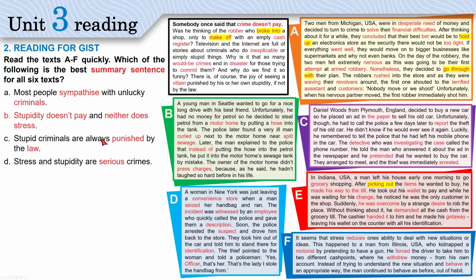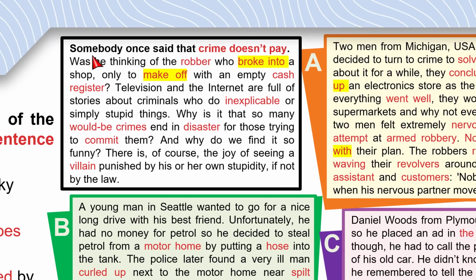Stupid criminals are always punished by the law. Punished, they suffer because they've done something bad. By the law, the system the government uses in a country. Stress and stupidity are serious crimes, very bad crimes. Now, read the introduction. Somebody once said that crime doesn't pay, crime will not do you any good. Was he thinking of the robber, the one who said this, crime doesn't pay? Was he thinking of the robber?